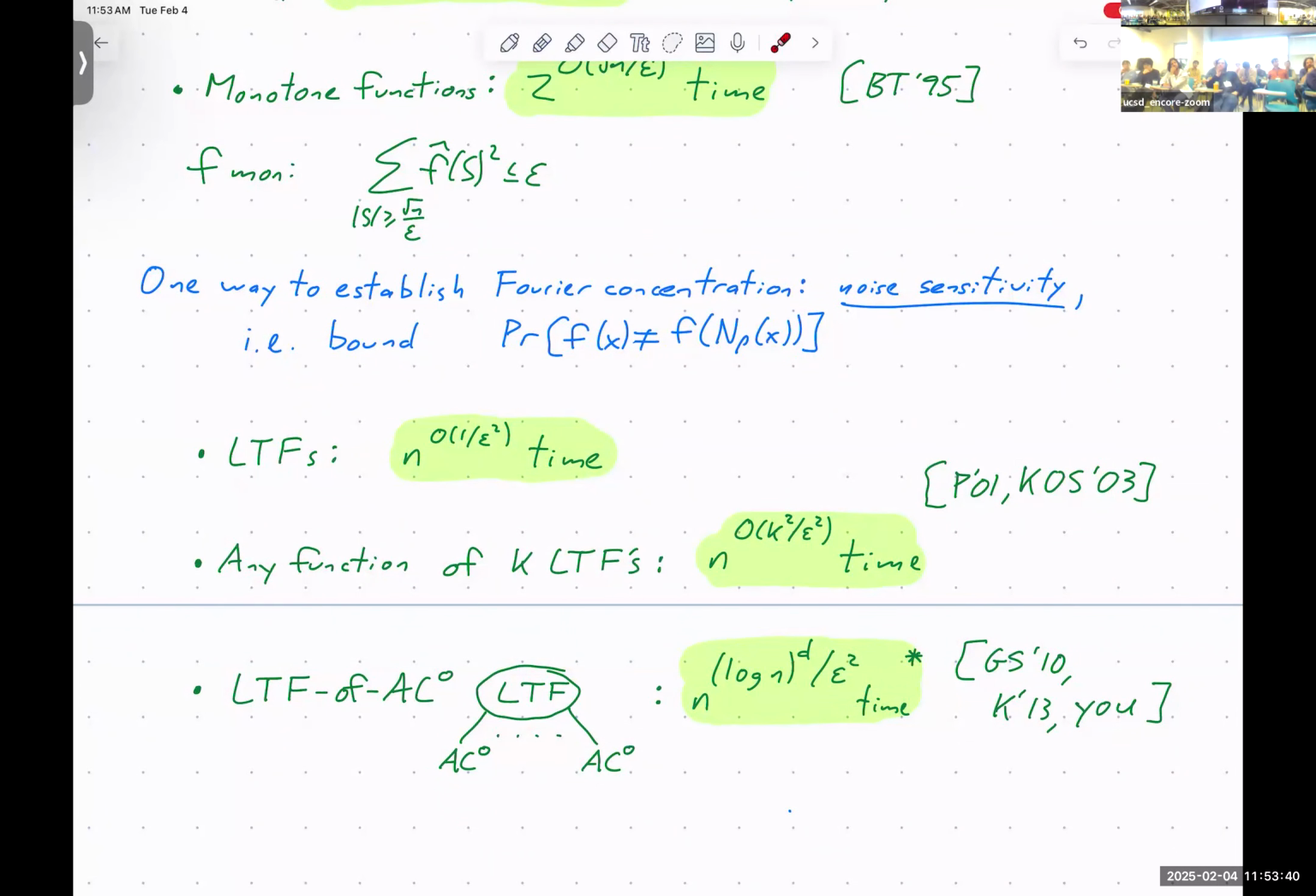If you got that result, you would have this running time for depth D LTF of AC0. As it is, we have slightly weaker results, but once you finish Daniel's efforts and really prove the Gaussian-Lineal conjecture, this would be what we would get. And we're going to come back to this running time again in the context of learning with non-trivial savings.